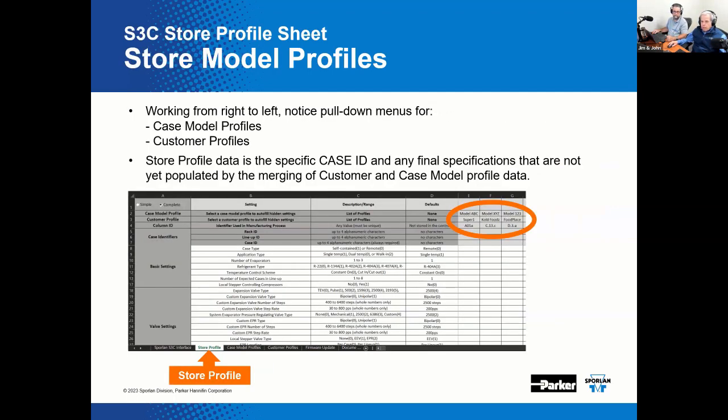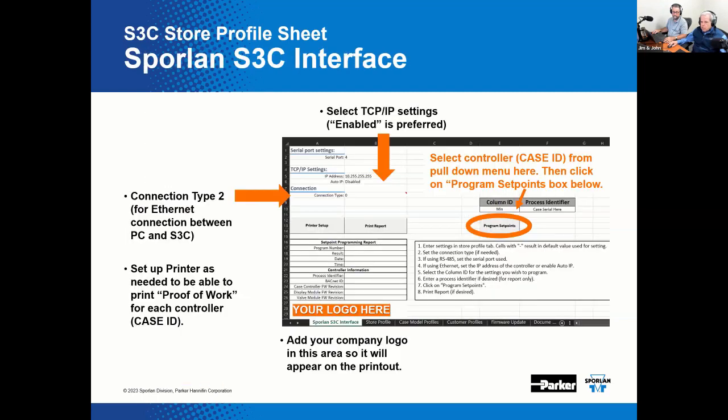Now, the customer and case model info is available. You just need to add the specific profile information, such as case IDs, baud rate for the building automation system at the store. Defaults are available for many undetermined or unspecified parameters already built in. Once the complete profile for the case has been constructed, you're ready to push the set points to the controller.